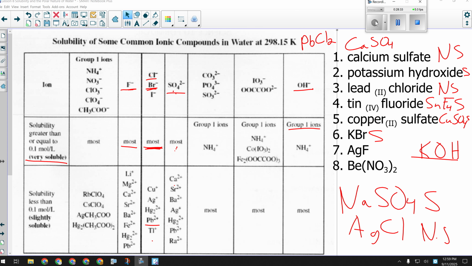Silver with fluoride. So silver fluoride, we got fluorine right here. Okay, soluble with most. Silver's not down there, so this is soluble. Okay, and then beryllium nitrate. Just so you know, most nitrates are soluble. Whatever it is about nitrate, just about everything that has nitrate in it is soluble. That's why when you see nitrate right here, it says most underneath, and then there's only these very odd things that I have never ever seen or heard of, other than this chart, that it's not soluble with. So beryllium nitrate is soluble.